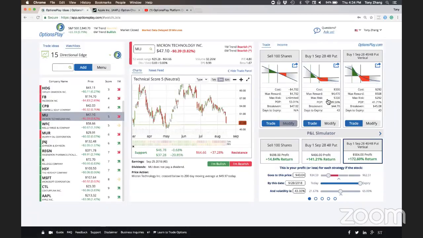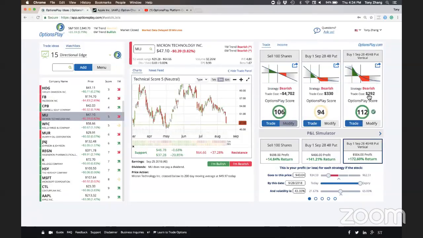Most platforms will give you a strategy that looks like this, which tells you the put has a maximum reward of $4,470, but the stock has to go to zero in order for that to happen. And that's probably unlikely to happen in the next 43 days. So it's not a fair comparison to compare something that has $4,400 in max reward versus something that only has $508 in max reward. That's why we created the OptionsPlay score, to allow you to compare strategies apples to apples and see which one gives you the best reward.